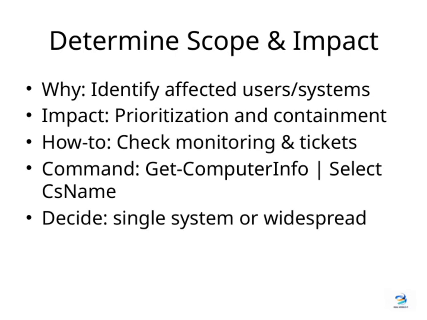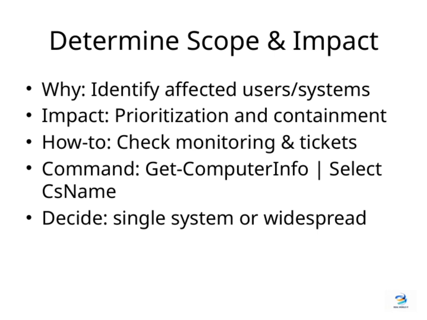Let's start by understanding why it's crucial to identify which users or systems are affected. Knowing the scope helps us focus our efforts where they're needed most. Once we have that clarity, we can determine the impact, which guides how we prioritize and contain the issue effectively. Next, we want to check our monitoring tools and tickets to gather real-time information. For instance, running the command Get-ComputerInfo | Select CsName allows us to quickly identify the affected systems by their names. This step is essential to get a clear picture of the situation.